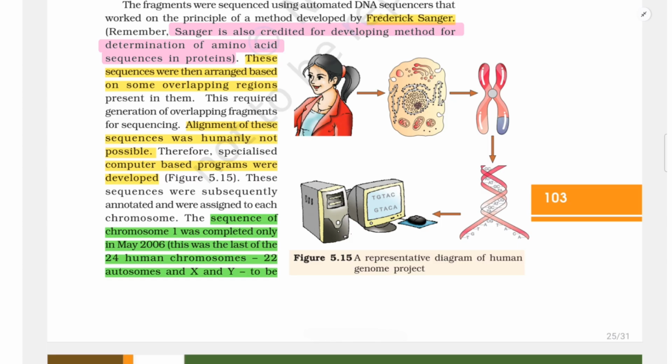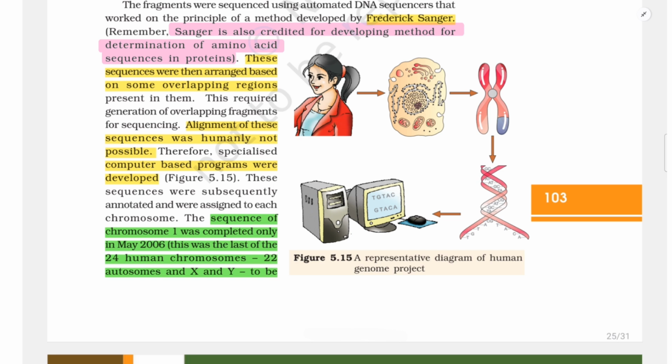These sequences were then arranged based on some overlapping regions present in them. This required a generation of overlapping fragments for sequencing. Alignment of these sequences was humanly not possible. Therefore, specialized computer-based programs were developed. Figure 5.15. These sequences were subsequently annotated and were assigned to each chromosome.